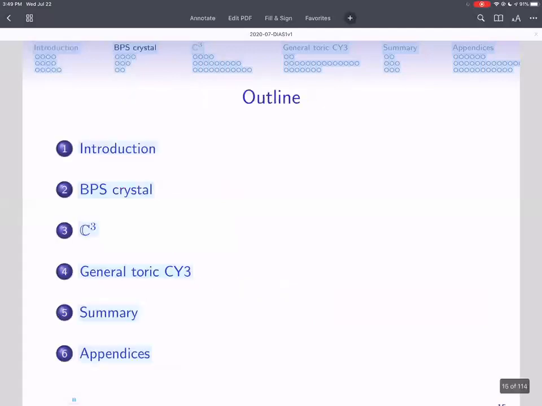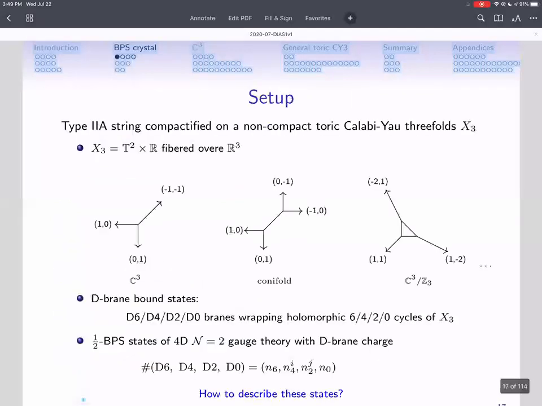Okay, so I finished the introduction. Now let me tell this story again in more detail. The setup is we look at the type IIA string compactified on a non-compact toric Calabi-Yau threefold. You can think of this toric Calabi-Yau in terms of a T2 times R fiber over an R3 base. The information of this toric Calabi-Yau can be contained in this toric diagram here. These are some examples.